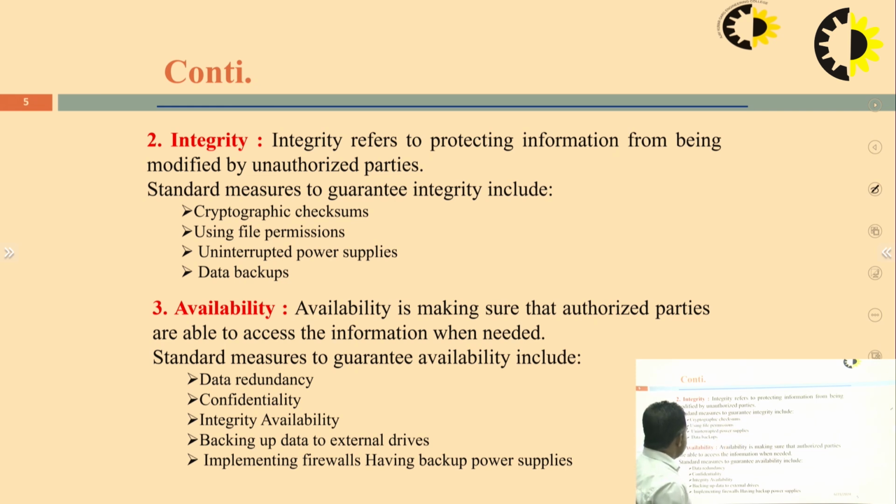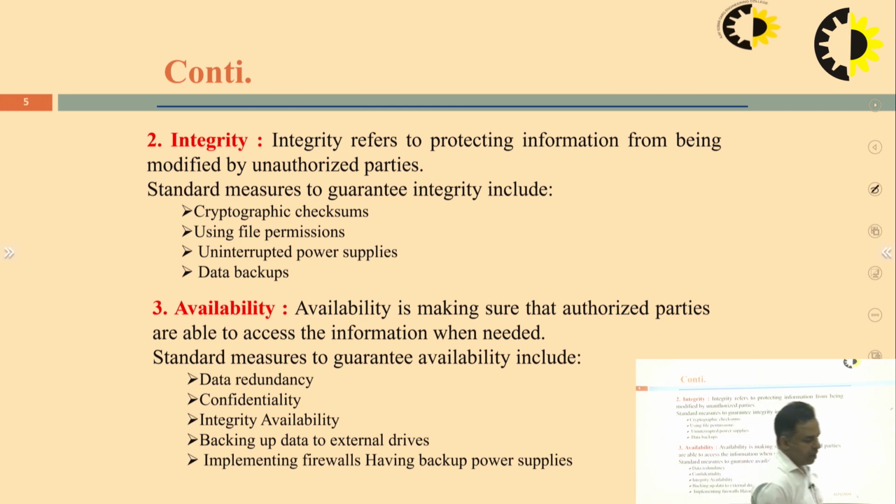integrity. There are 4-5 points we have mentioned here. Using a cryptographic checksum, we put it inside the message and send it over the network. Second point, using file permissions, so that only the right person has access to that particular file. Next point is uninterrupted power supplies.